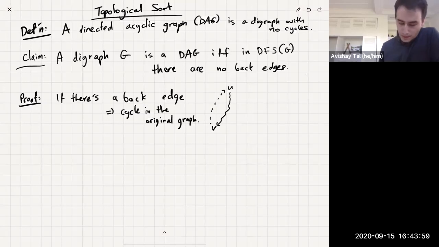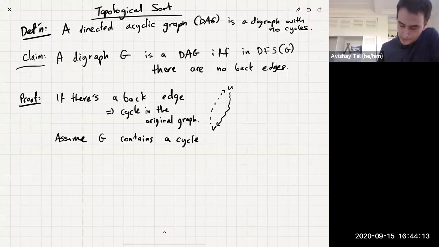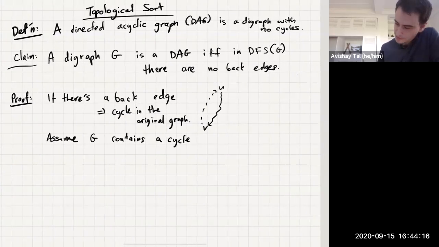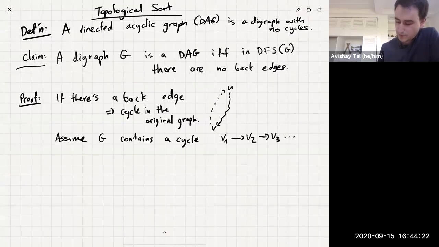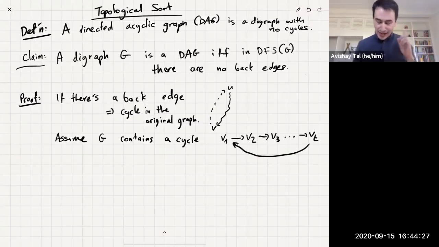Let's see the other direction. Let's assume that the original graph G contains a cycle. So there are some vertices that sit on a cycle. Let's say V1 points to V2, that points to V3, up to VT, and VT points to V1. Now I claim that I will find this cycle no matter in which vertex I start the DFS. Let's show why this works.